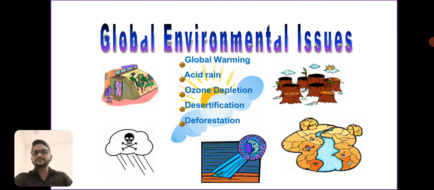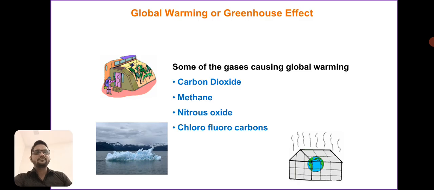Desertification, deforestation, ozone depletion, acid rain, and global warming. These are the 5 global environmental issues. Now, first is global warming or the greenhouse effect, that is the GHE effect.